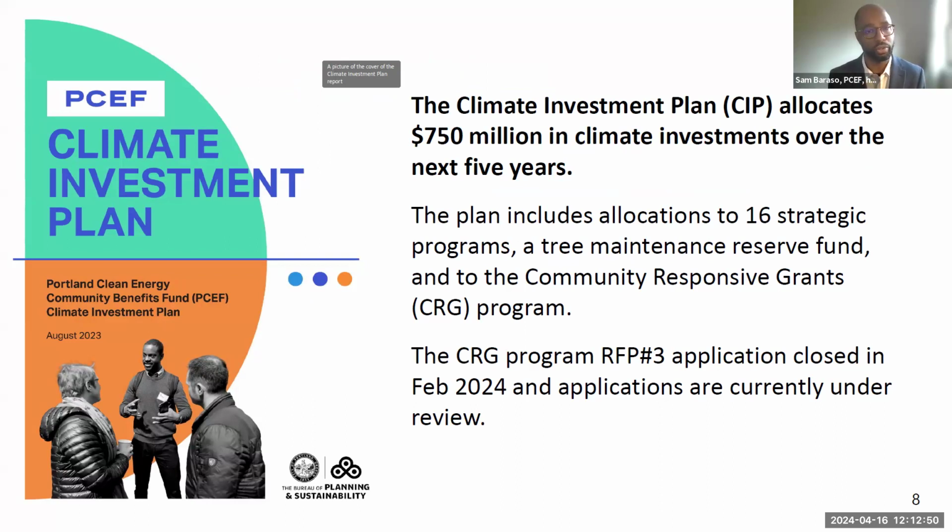Now, that plan is important as you think about this application to be familiar with that plan and understand what is in there. But the plan includes allocations for 16 strategic programs, our tree maintenance reserve fund, and our community responsive grants program, which some of the folks here have participated in as recently as this past cycle.